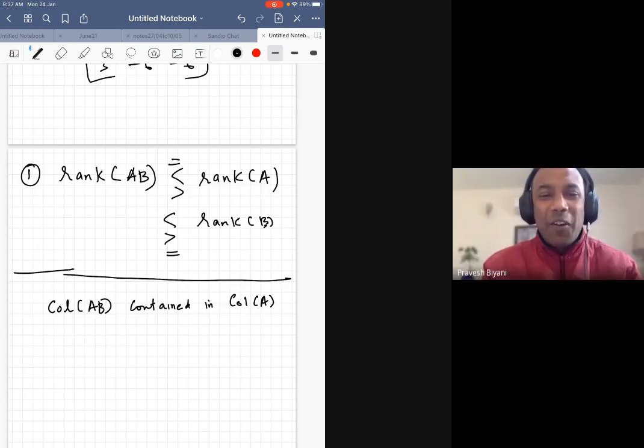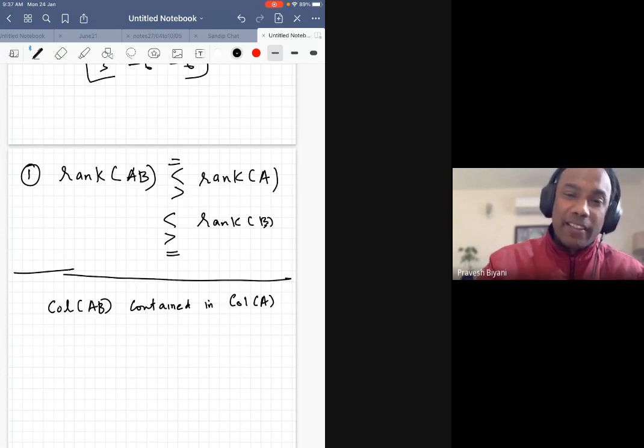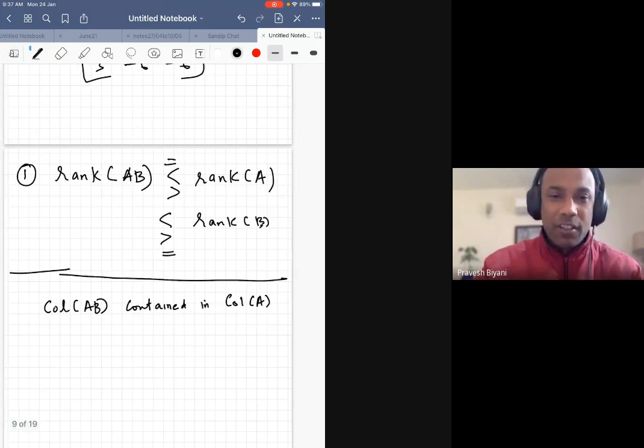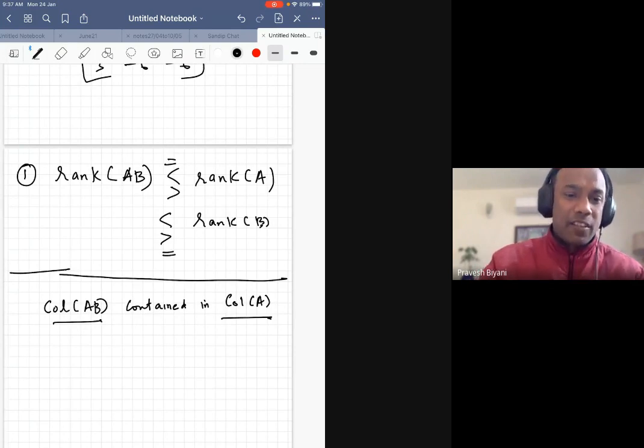Yeah, we all know. I want you guys to write it in a more formal fashion. Okay, so the column space of AB is contained in the column space of A. That is the proof. Because the column space of AB is contained in the column space of A, therefore the dimension of the column space of AB has to be less than or equal to the dimension of the column space of A.